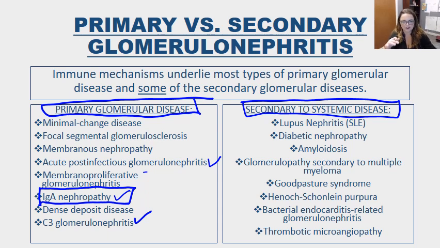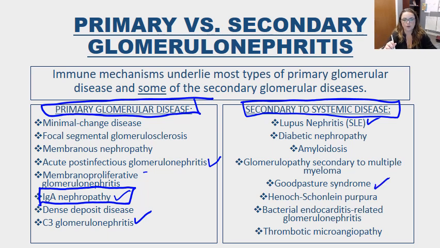The secondary systemic diseases kind of happen by accident, right? So lupus, the target isn't in the kidney. It's not like it's trying to attack the kidney. You just have this buildup of immune complexes that are depositing there and leading to inflammation.